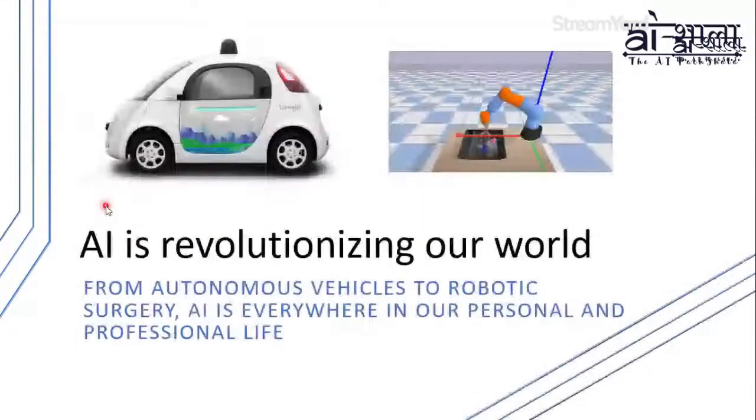As you know, AI is revolutionizing our world, and we have seen tremendous improvement and exposure to AI in various fields, starting from autonomous vehicles to robotic surgery. AI is everywhere nowadays in our personal life and in our professional life. If you are walking on the road, you are seeing many things which are from AI. What I want to say is that AI has entered our day-to-day life, whatever we are doing in personal things and professional things, right?